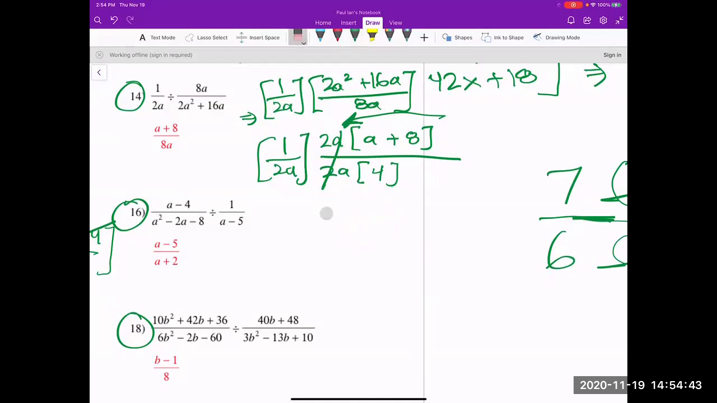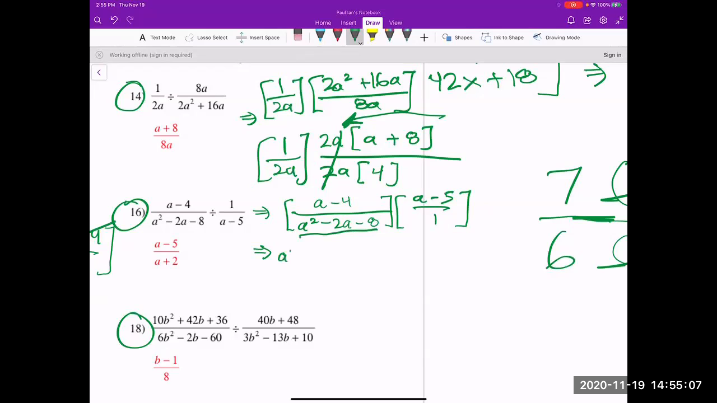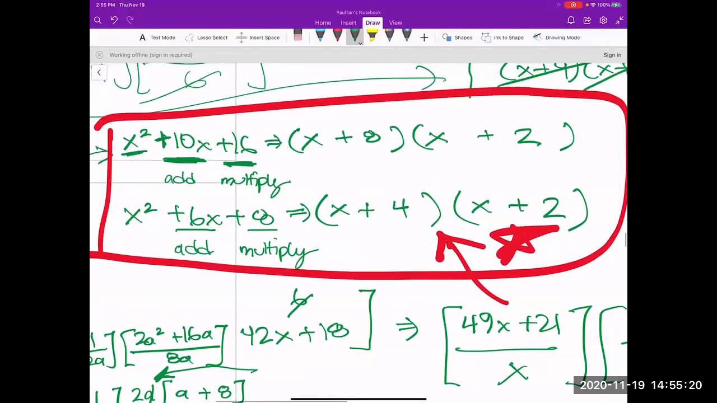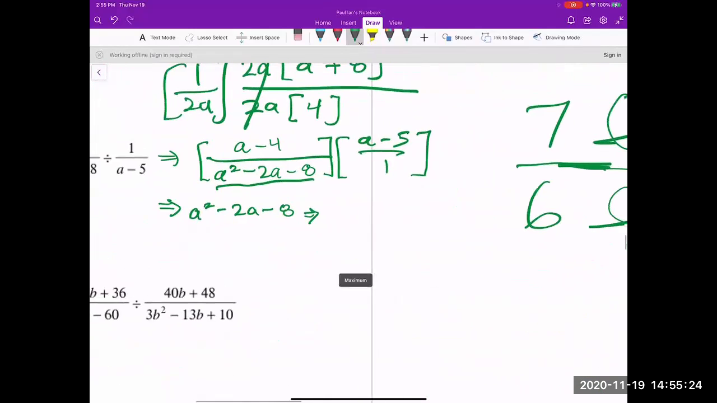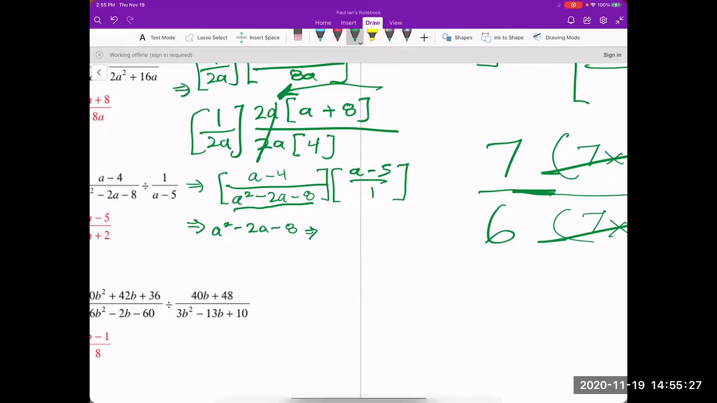So let's take a look at this one. This one is a minus 4, a squared minus 2a minus 8, and a minus 5 over 1. What would you do at the bottom? Could you cross out a? Not yet. Since this is an a squared, you have to do what we did here in red. Everything you see that is a squared or so on, usually right now it's squared, maybe later it's going to be higher than that. So you have to do this thing.